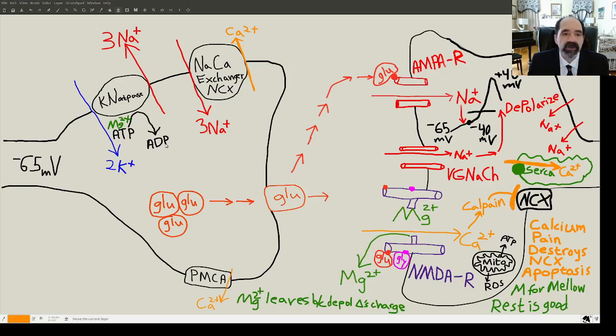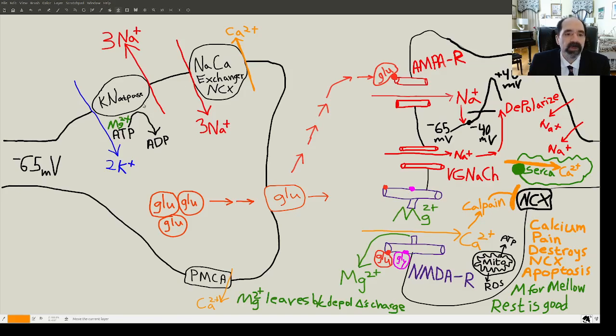Notice that there's a difference in the number pumped. There are 2 potassium pumped in and 3 sodium pumped out. What that means is that you have an accumulation of a net negative charge inside the cell, because you're pumping out more positive charges than you are pumping in. So there's a net effect of positive charges leaving the cell. The resting membrane potential of a typical neuron is about negative 65 millivolts.